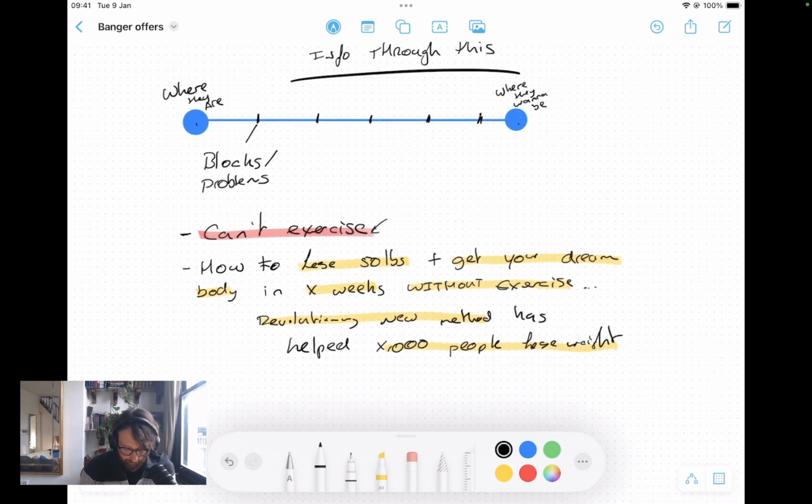So if we look at that, how to lose 50 pounds, that's the transformation they want. The reason, get your dream body, it's like that status, oh, people want to look at me in X weeks. So we've got the shortened timeline without exercise. So it's easy. It's not going to cost them that thing that they don't want to do. It's easier than what they thought. It's a new method, a revolutionary new method, has helped this many people, social proof, it's safe. And this is a big result as well.